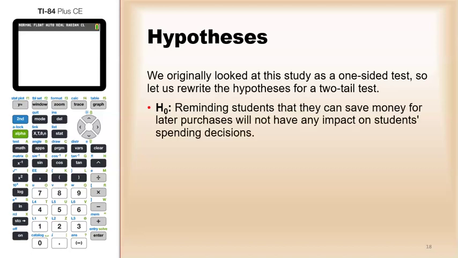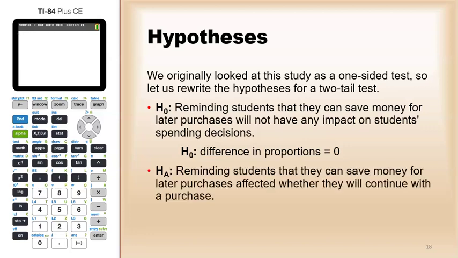So the null hypothesis is that reminding students that they can save money for later purchases will not have any impact on the student's spending decision. That is, the difference in the proportions between the two groups is equal to 0. The alternative is that reminding students that they can save money for later purchases affected whether or not they continue with a purchase. That is, the difference in proportions is not equal to 0.